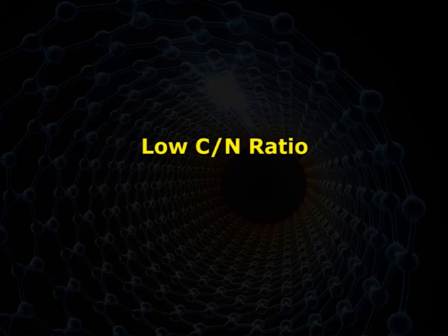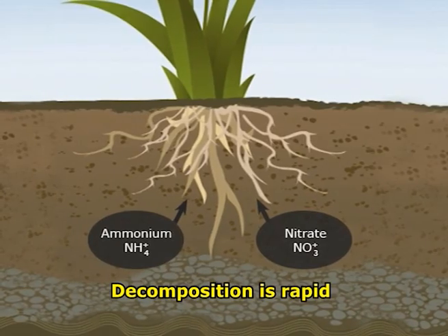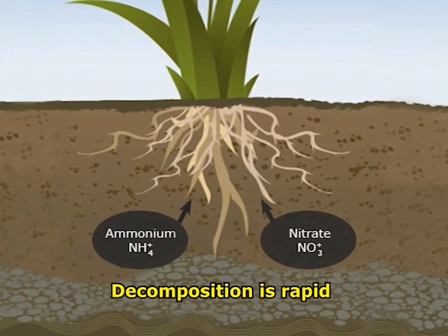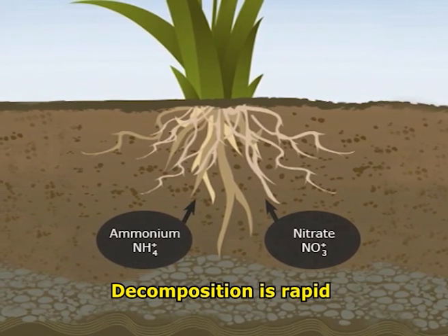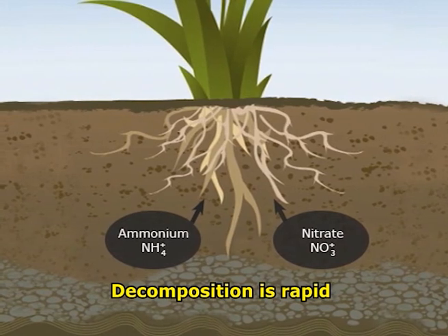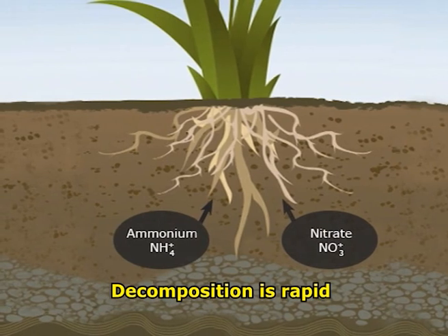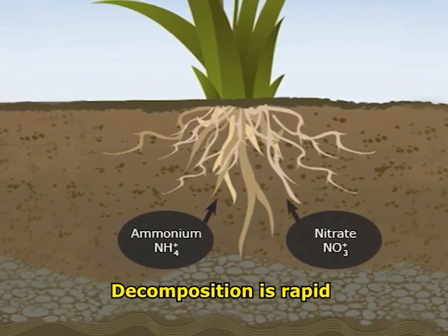Low C/N ratio, for example, legumes. C/N ratio is equal to 20:1. Decomposition is rapid due to higher nitrogen within the plant. Microorganisms are satisfied with plant nitrogen. When microorganisms die, nitrate and ammonia are released, increasing soil nitrogen.